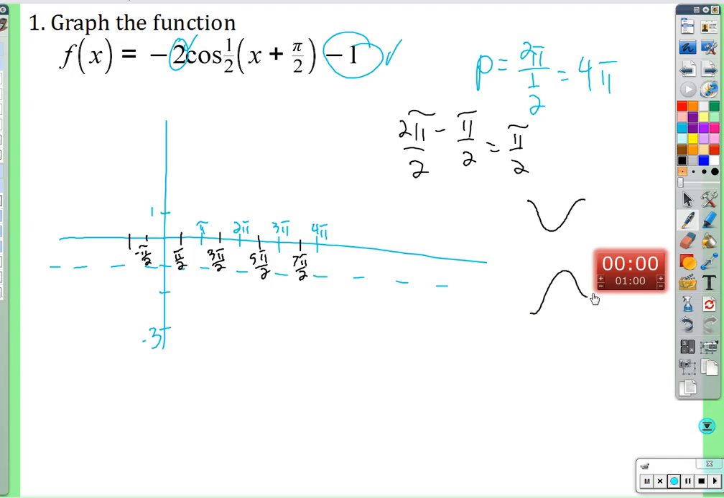All right. So we'll start at negative pi over 2, put our minimum there. Then we go up to the midline, get a different color so I can see that a little better. To our midline point there, up to the maximum, back to the midline, and to the minimum again. One full period starts at the bottom, goes to the top, back to the bottom again. Any questions about that one?